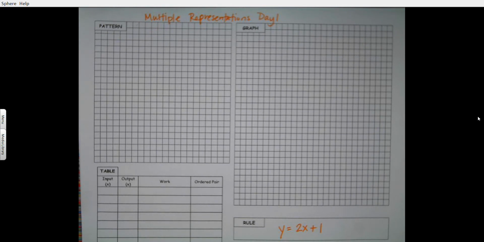I posted lots of stuff for multiple representations day 1, 2, 3, 4, 5, and then your homework A, B, C, D. I'll get all of those. I should get all of the videos and all the answer docs and everything posted in the next couple of days here. But I wanted to go over this.